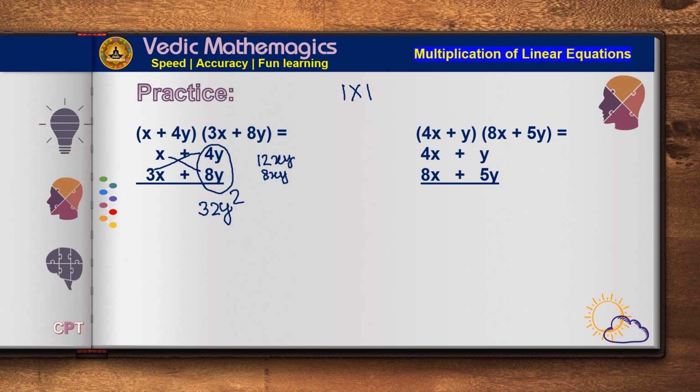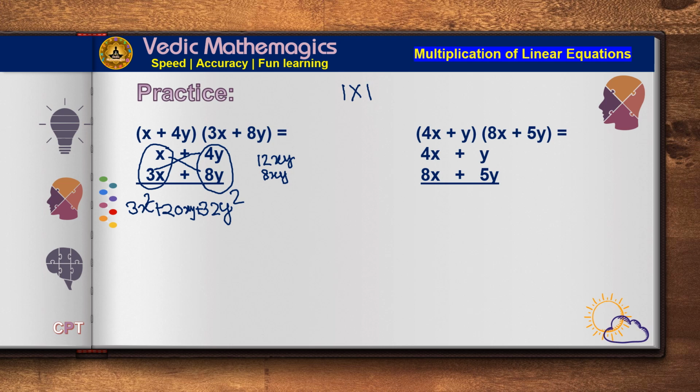So when we add both the things, the answer will come 20xy, and then the addition symbol. Then the last one we are going to multiply, that is 3 into 1 becomes 3, and x into x becomes x square. So the correct answer is 3x square plus 20xy plus 32y square.